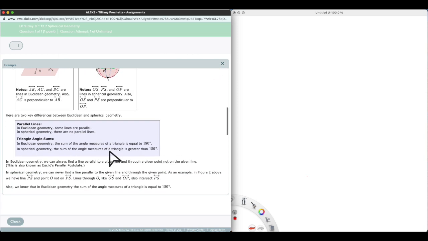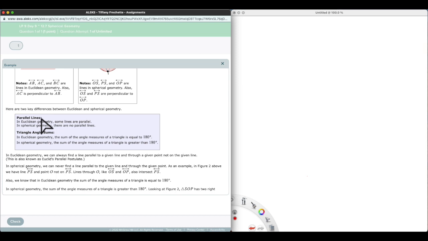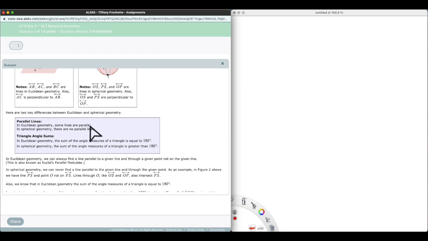All right, so now let's think about parallel lines really quick. Normally in Euclidean geometry, some lines are parallel. It kind of depends: do they have the same slope? Are they at the same distance apart from each other? Will they ever intersect? In spherical geometry, there are no parallel lines. They do not exist in spherical geometry.